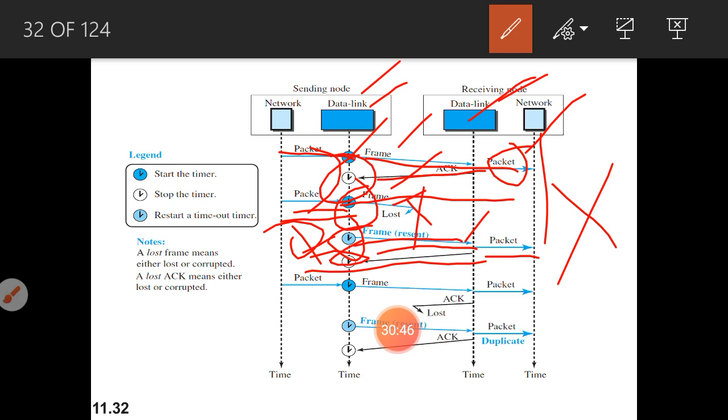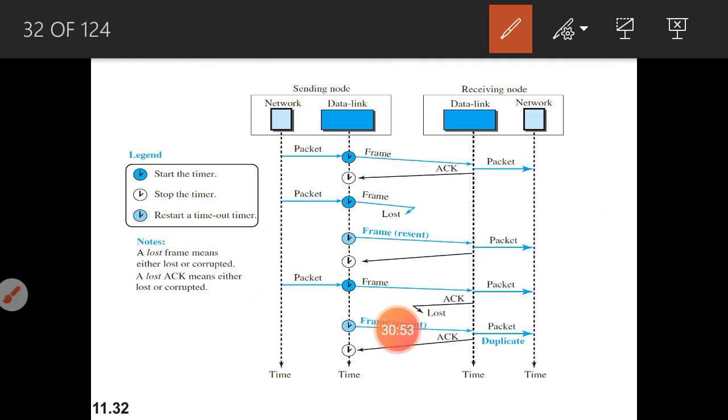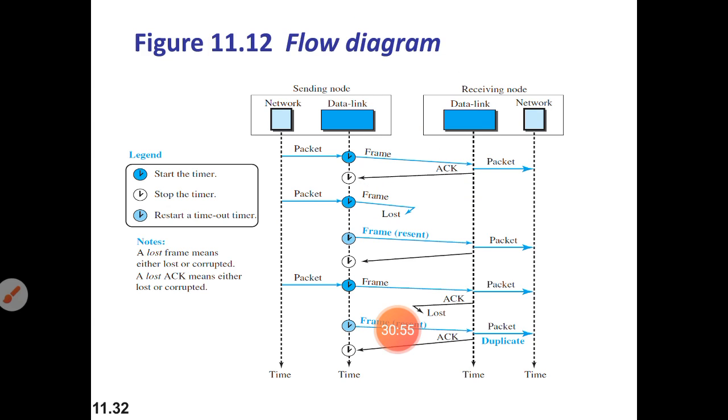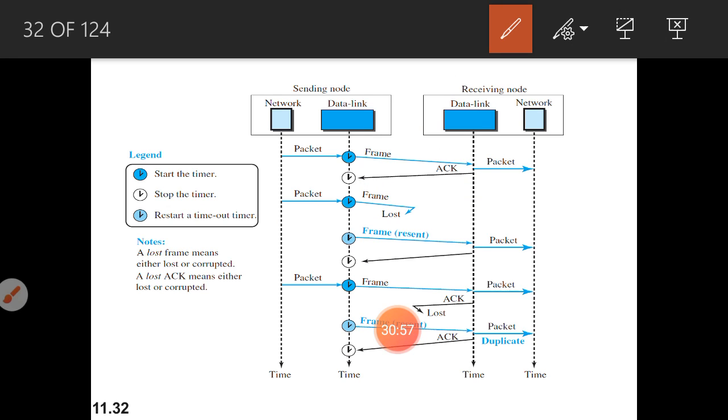And the third case. The data link layer at the sending node receives the packet from the network layer, and encapsulates that packet into a frame. It also saves a copy of that particular frame, sends the frame to the receiving node, and at the same time starts the timer.